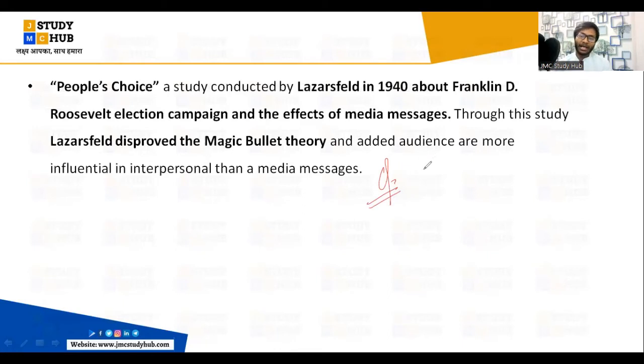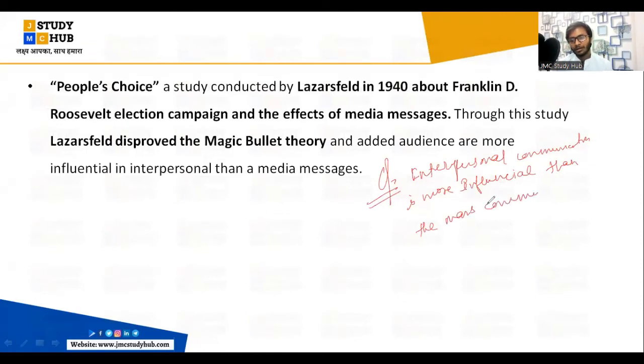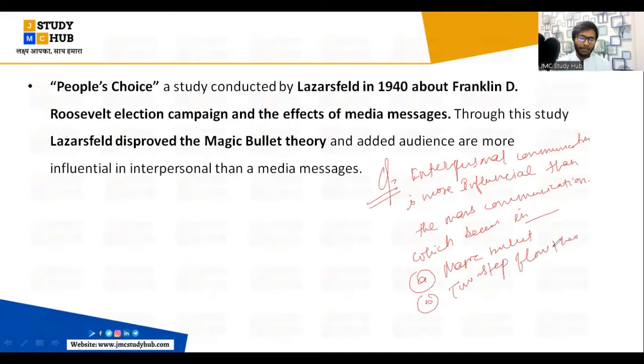But the main root concept that you have to understand: if I ask you that interpersonal communication is more influential than the mass communication, then which theory is seen here? The options are magic bullet theory and two-step flow theory. Quickly, everybody will tell. Everybody will tell. Yes, great, very good. So it means interpersonal communication is more influential than the mass communication or media, right?